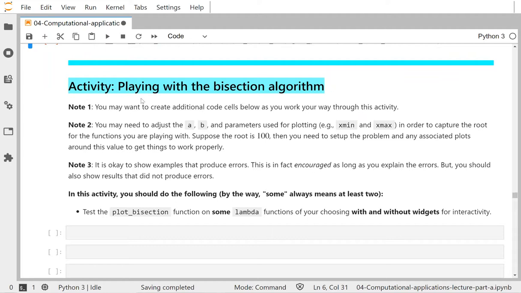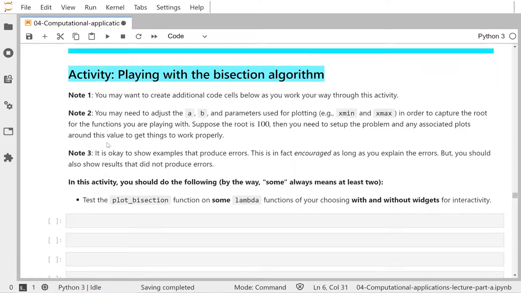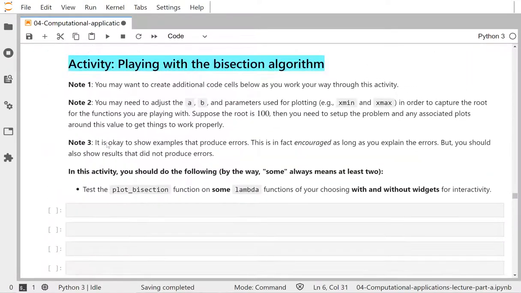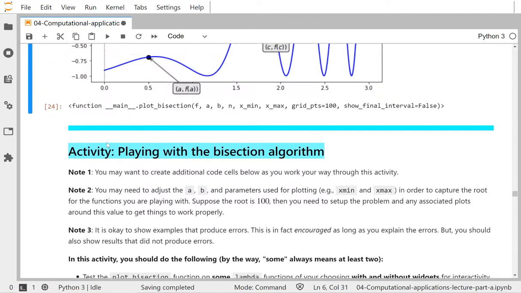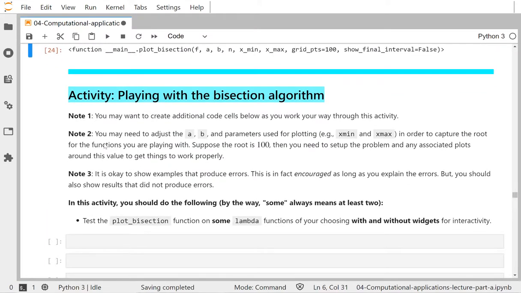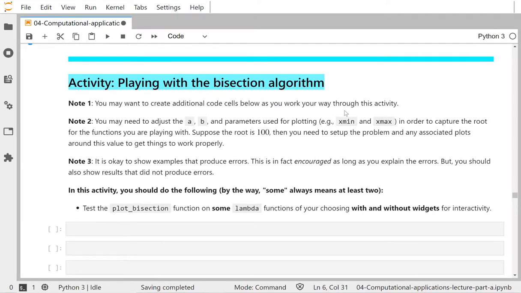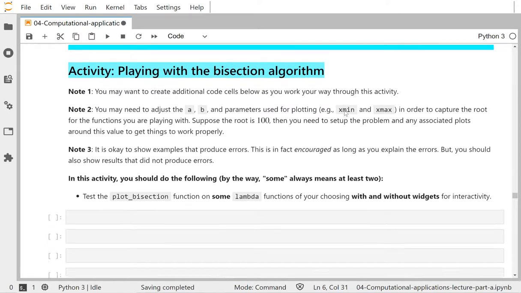So now an activity for you. I want you to play with the bisection algorithm. I have broken this up. There's quite a bit to do in this activity, but hopefully it doesn't take too long. I'm just trying to be very detailed in what I'm asking you to do. There are 3 notes here. Note 1, you may want to create additional code cells from what I've provided below as you work your way through this activity and do various experiments or play with it.